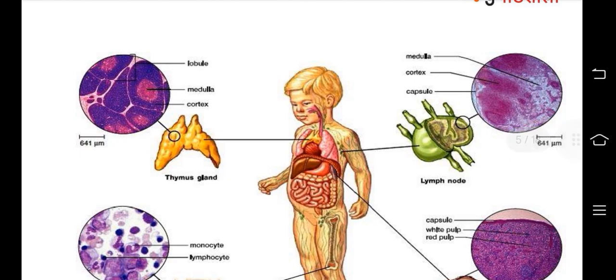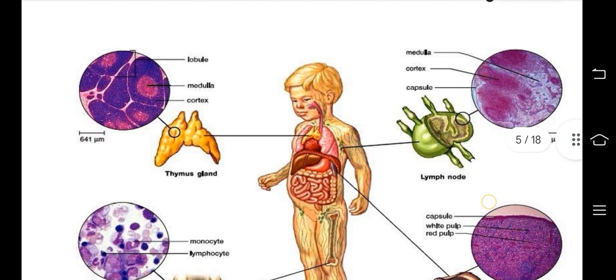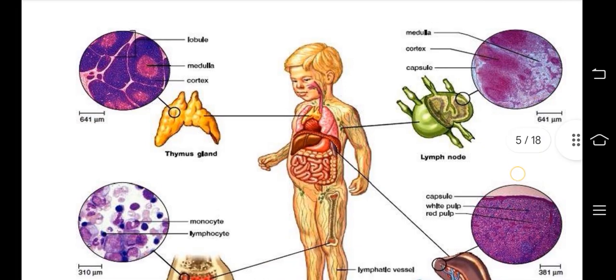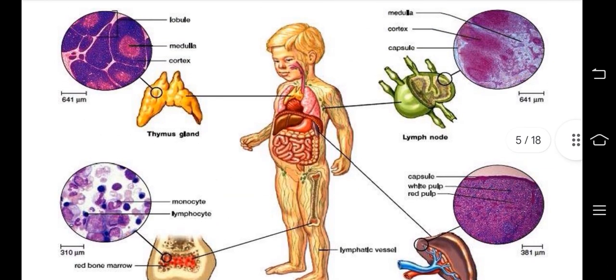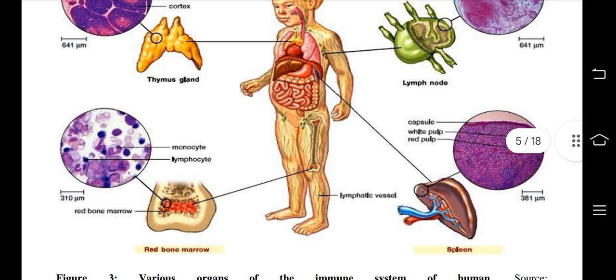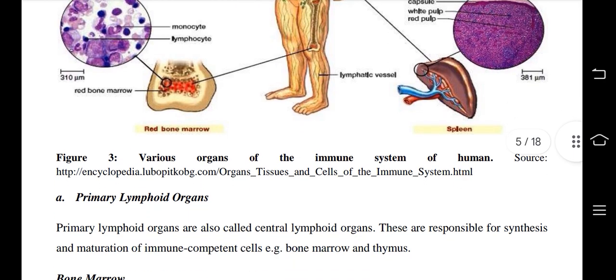The next, thymus gland: lobule, medulla, cortex. Then lymph node: medulla, cortex, capsule. Then red bone marrow: monocyte, lymphocyte. Then lymphatic vessels, spleen, capsule, white pulp, red pulp.